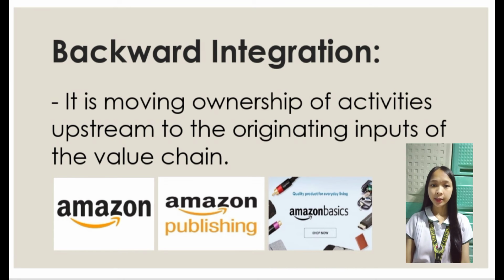So the company that chooses backward vertical integration moves the ownership control of its products to a point of the production process. For example, Amazon.com Inc. started as an online retailer of books purchased from established publishers, and over time Amazon became a publisher. The company eventually branched out into thousands of print products. So they introduced Amazon Basics, which is sold directly to the consumers.